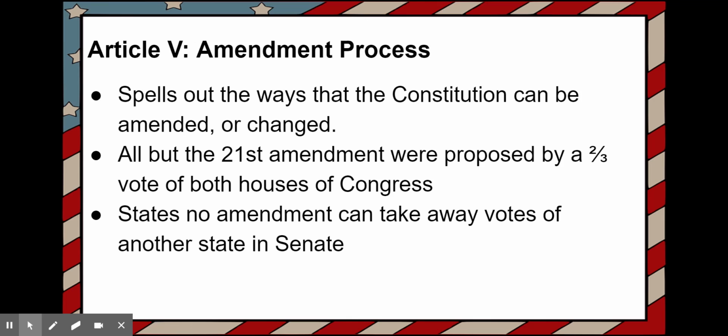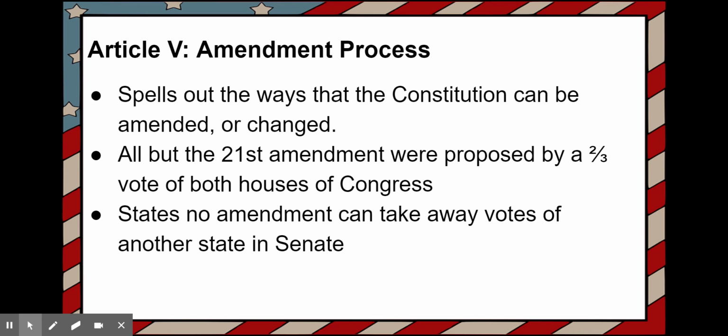The only one that has ever had to go to a convention is the 21st Amendment, and that would be to repeal prohibition, which was the illegal sale of alcohol. Okay, that's the only one they had to do that. Which was the 21st. And it states that no amendment can take away votes of another state in Senate. So how many votes does each state get in Senate?